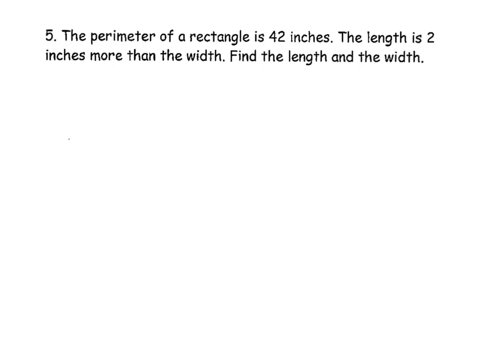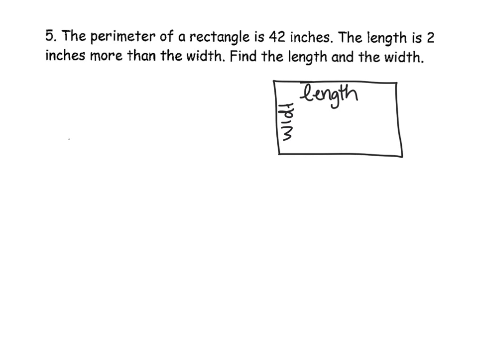So they talk about the perimeter of the rectangle. We need to draw the rectangle because that's really going to help us visually with what we've got going on here. Okay, the perimeter is 42. Perimeter, remember? What is it? All the sides added up together. Then it says the length is 2 inches more than the width. The length is going to be the side that's the longest. So can you label it there on your rectangle? And then the width looks like that.